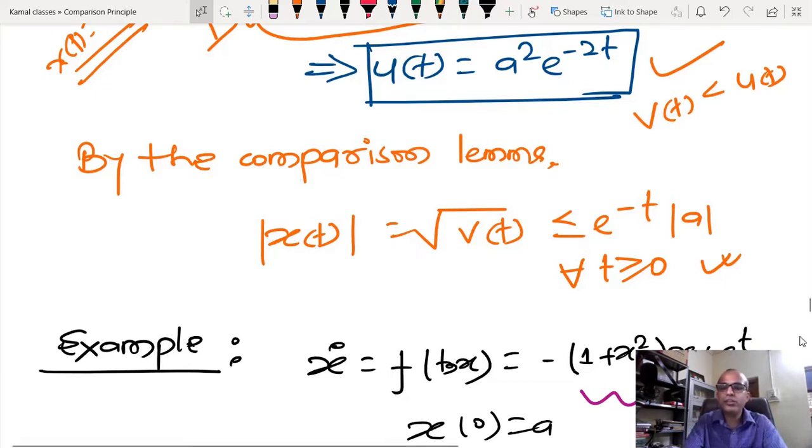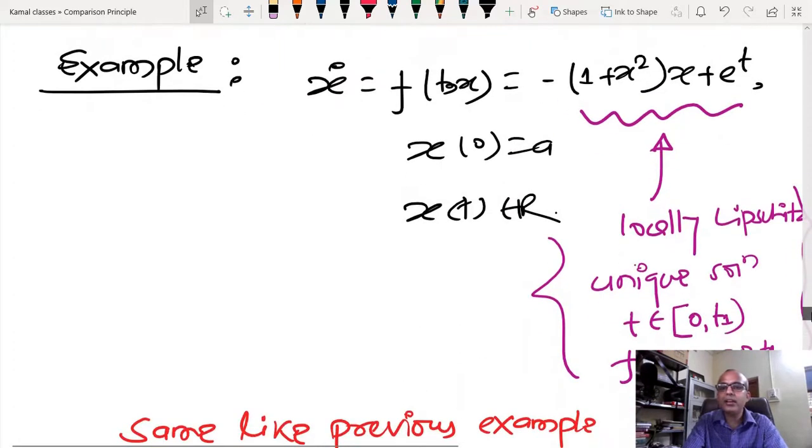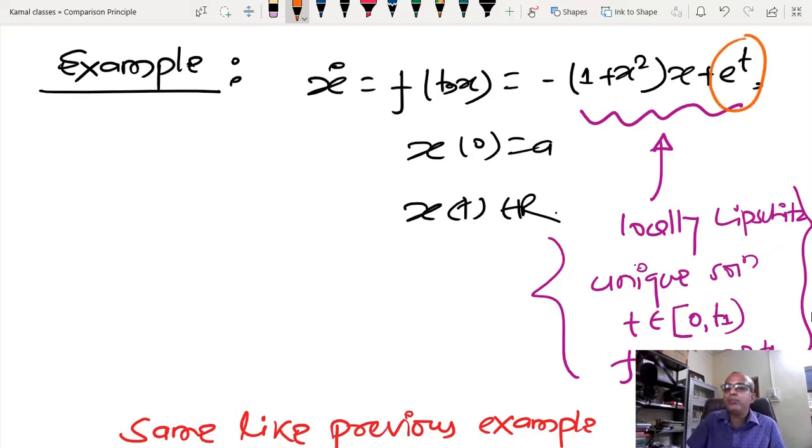Okay. Now let us come to a little more complicated problem. Using this problem, you can understand what to do if the intermediate function you have taken is not differentiable. Suppose here I have this kind of function. Again you can see that the right hand side is piecewise continuous in t, because I have one term in t, and locally Lipschitz in x. I have just added e power t here. It is possible to show that in this time interval t1, I again have a unique solution. First I have to make sure that I have a unique solution, then only can I apply the comparison lemma.